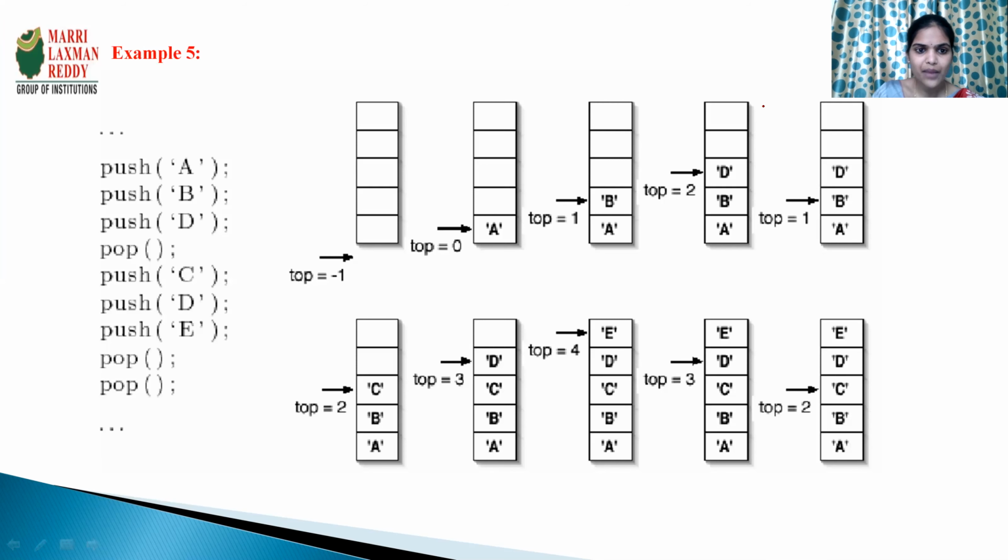This is one more example. Initially the stack top is at -1. When I insert A, top is at 0. When I insert B, top is at 1. When I insert D, top is at 2. Again, when I popped out, top is pointing to B.